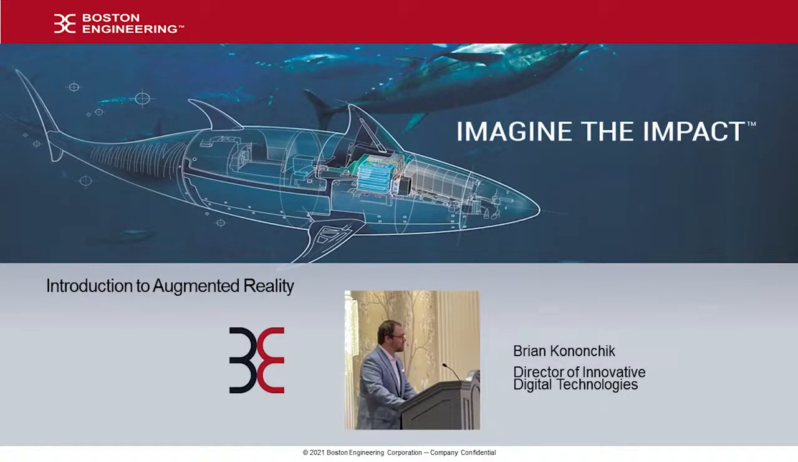Today, I'm sitting in with Brian Kanonchik, Director of Innovative Digital Technologies at Boston Engineering, who will be walking us through an introduction to augmented reality. We'll touch on some technology overview along with some practical use cases in the enterprise space with examples along the way. In addition, we have a QR code that you'll be able to scan to participate in a live AR demo with us. And to get us started, Brian, how would you describe augmented reality?